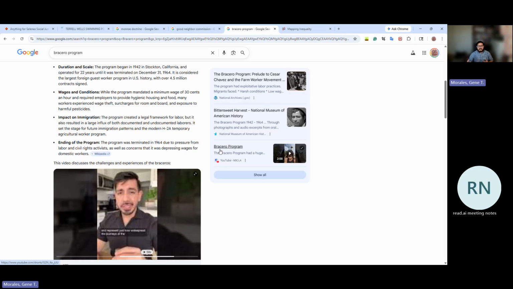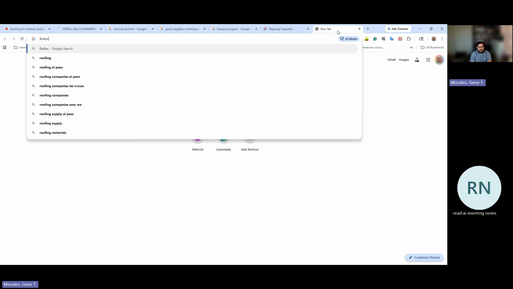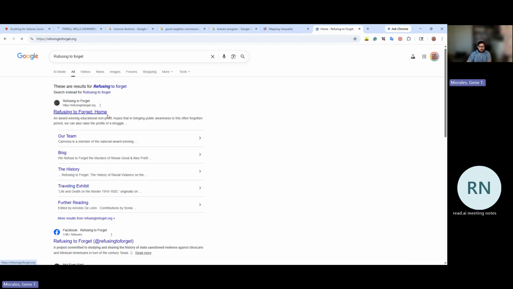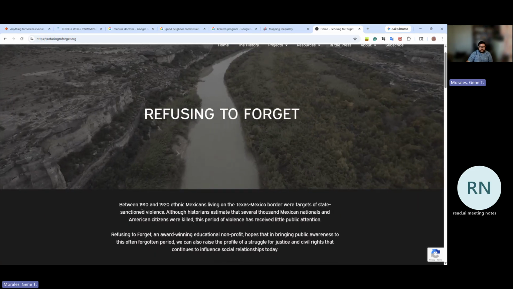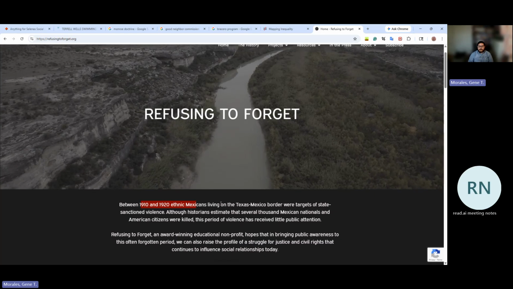And I recommend you read up on the Texas Rangers and how that really affected this time period in the United States against Mexicans, specifically in Texas. And enters this book, right? Refusing to Forget. Oh my goodness, I can't spell. Refusing to Forget, right? You can look up the website. It's a really interesting website where they document some of these places. But this does talk about the targeted state-sanctioned violence against Mexican Americans during this time period.